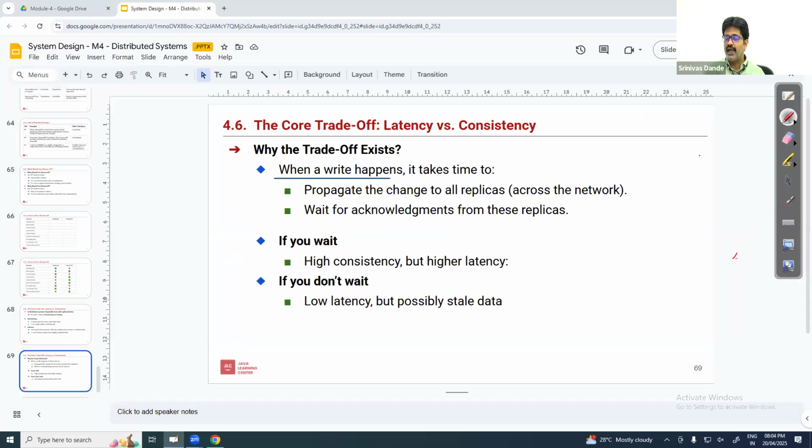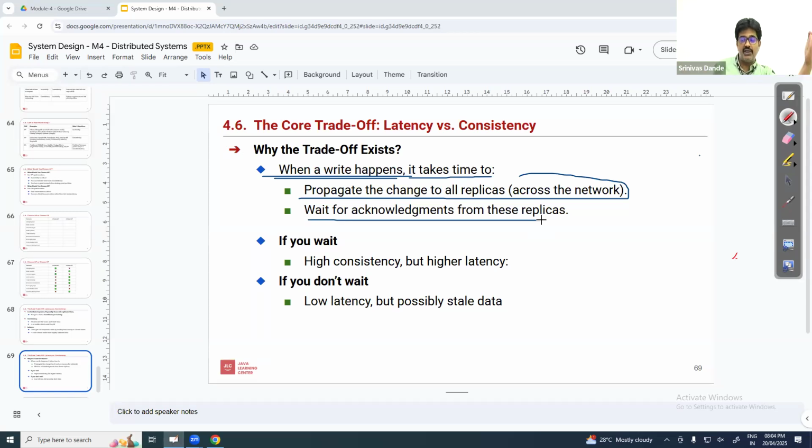When a write operation happens, it takes time to propagate all the changes to all the connected replicas across the network. And until then, it has to wait for the acknowledgement. I think in the replication mechanism, I told you the full diagram.